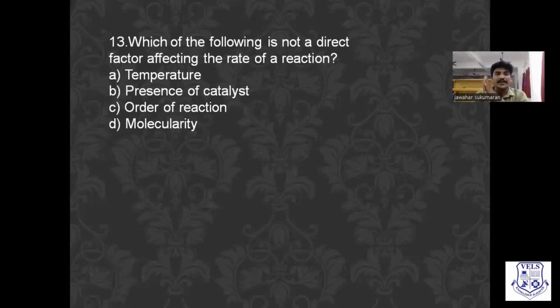Which of the following is not a direct factor affecting the rate of reactions? A, temperature, B, presence of catalyst, C, order of reaction, D, molecularity. D is the correct answer, molecularity. Molecularity of a reaction is the number of atoms, ions, or molecules that must collide with one another simultaneously so as to result in the chemical reaction. It does not affect the rate of the reaction directly. So molecularity is the correct answer.